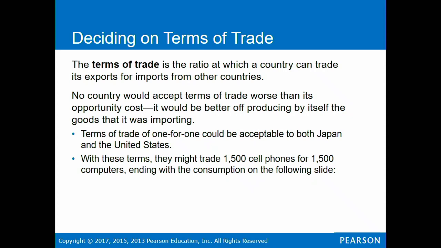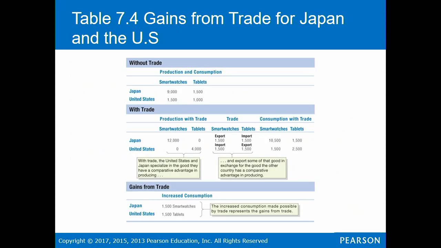So in this case, if we trade 1-for-1, both in Japan and the United States, that'll make both of them better off. It'll be acceptable to both parties. So let's say they trade 1,500 smartwatches for 1,500 tablets. So we end up with the following amount of consumption. Oh, geez, that's small. Can everyone see that? All right.